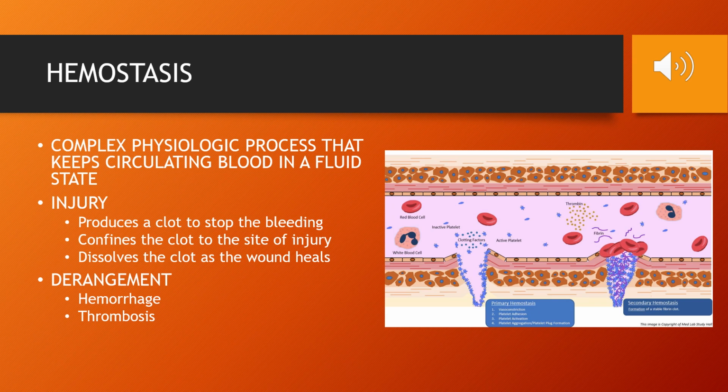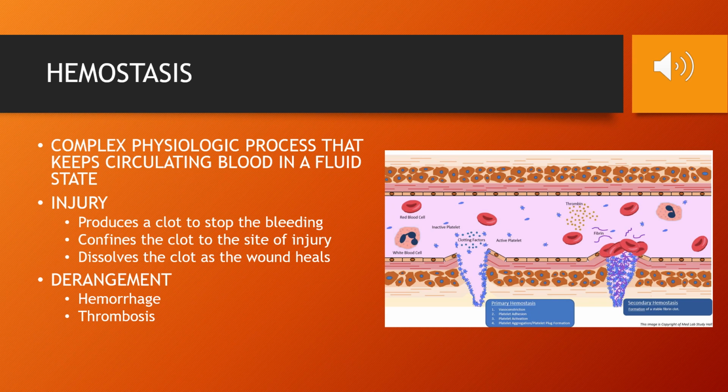So, hemostasis is a complex physiologic process that keeps circulating blood in a fluid state. Physiologic process meaning this is a normal process in a normal functioning body. So, as you can see in the picture, when there is an injury that occurs, it produces a clot to stop the bleeding, and then it confines the clot to the site of injury. And finally, it would dissolve the clot as the wound heals.